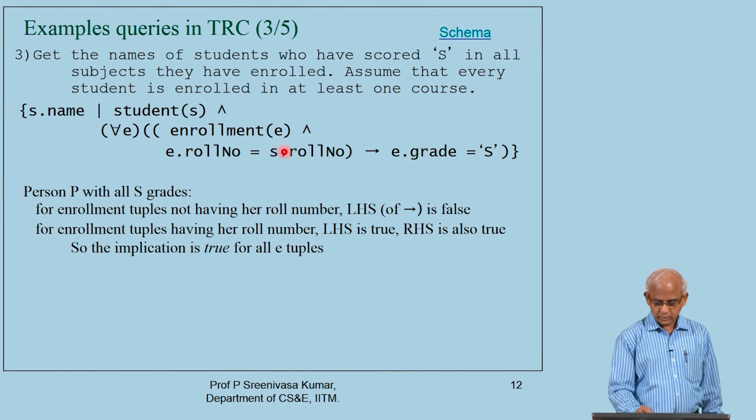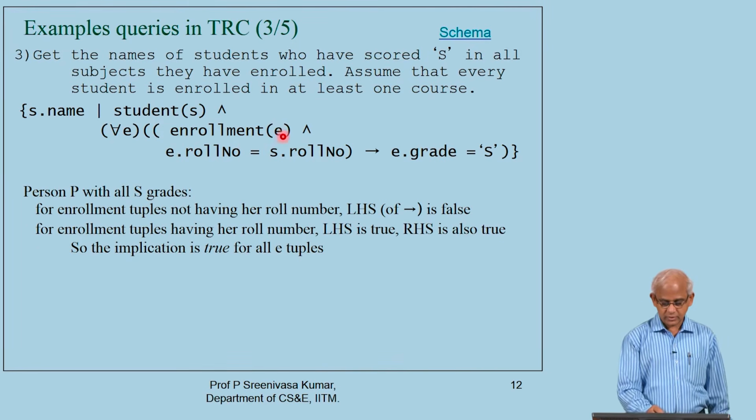you can see that E dot roll number equal to S dot roll number will not hold good, because we are considering a student S and S has a certain roll number. Suppose this enrollment tuple does not correspond to that student, then this left hand side will be false, and so the implication will actually be true.